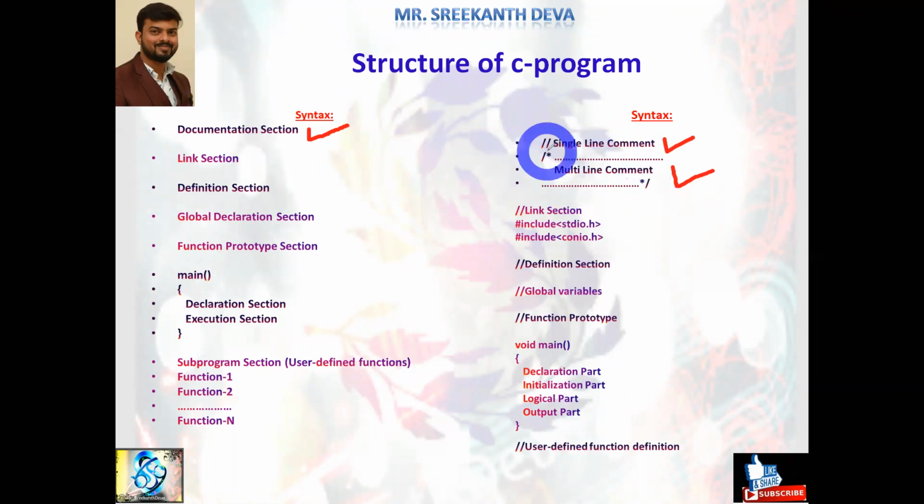For a single line, we can write a single line comment with the help of a forward slash. In multi-line comments, we can write more than one line of comments with a forward slash and an asterisk symbol, or star symbol as we can call it.